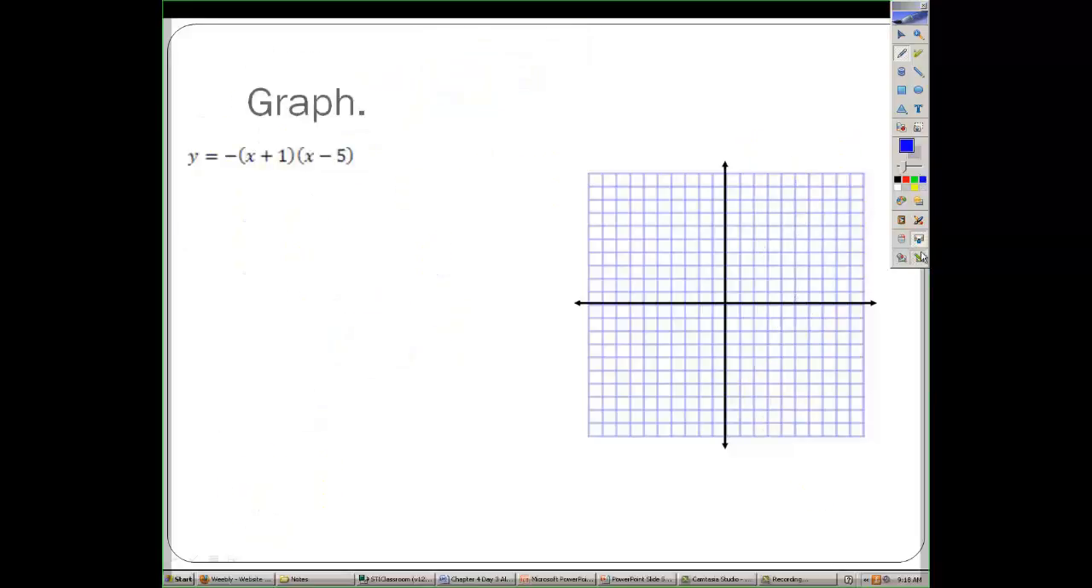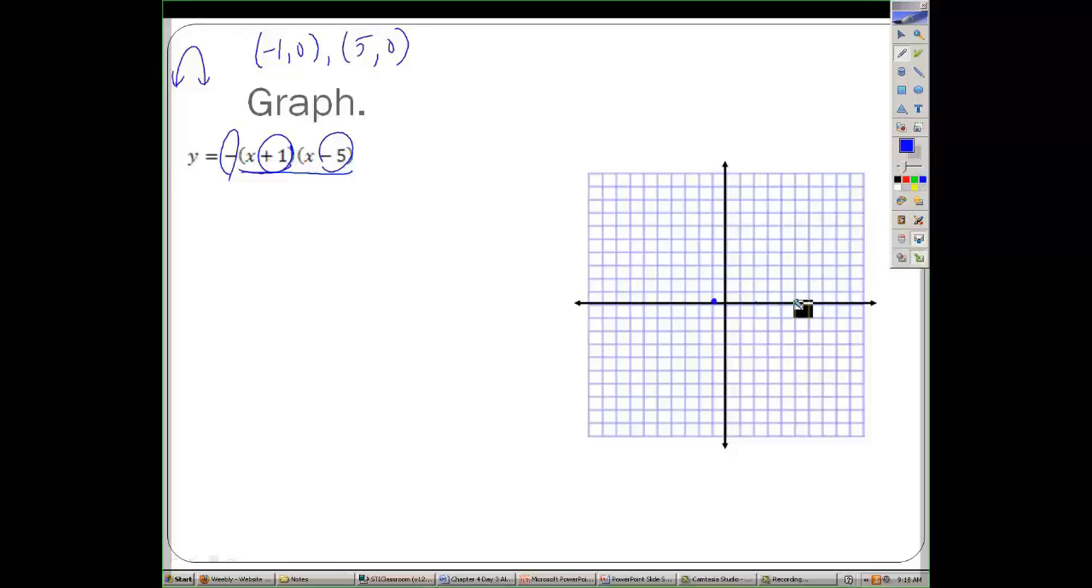Let's take a look at this problem, and once again, we just have two factored terms here, x plus 1 and x minus 5, and my a value tells me that it's going to be opening downward, and it will spill water. Both P and Q, those are just what we're going to call them. P is negative 1, so one x-intercept will be at negative 1, 0, and the other x-intercept will be at the point 5, 0, and those are going to be on our x-axis. So let's go over here and plot those points at negative 1, 0, and 5, 0, 1, 2, 3, 4, 5, right here.